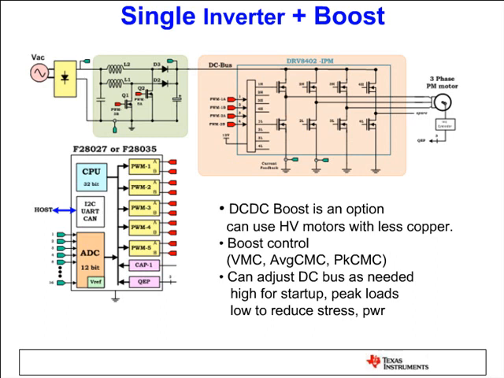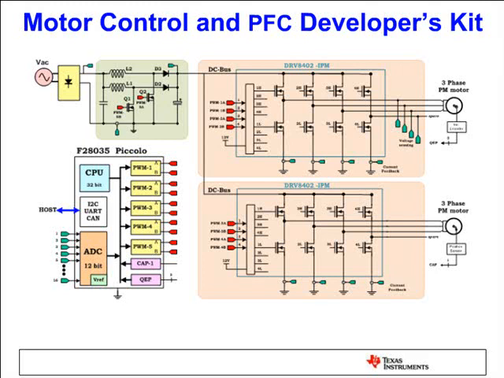And the next slide shows the maximum capability, 2 motors plus PFC. Again, as I mentioned earlier, both the 60 megahertz Piccolo devices use like 65% of the CPU in order to implement 2 motors plus PFC.